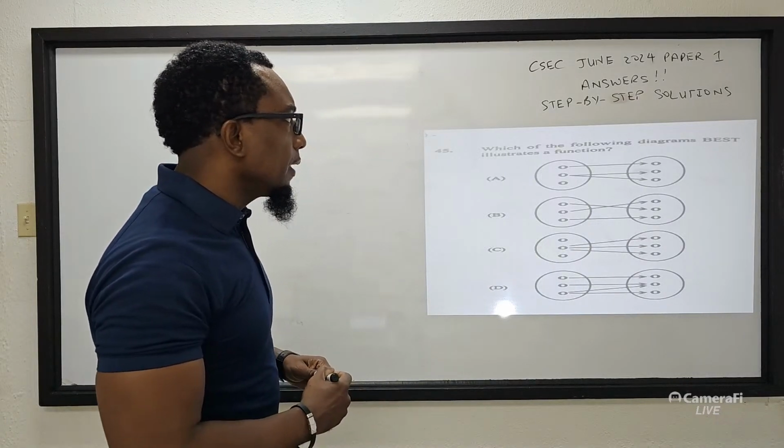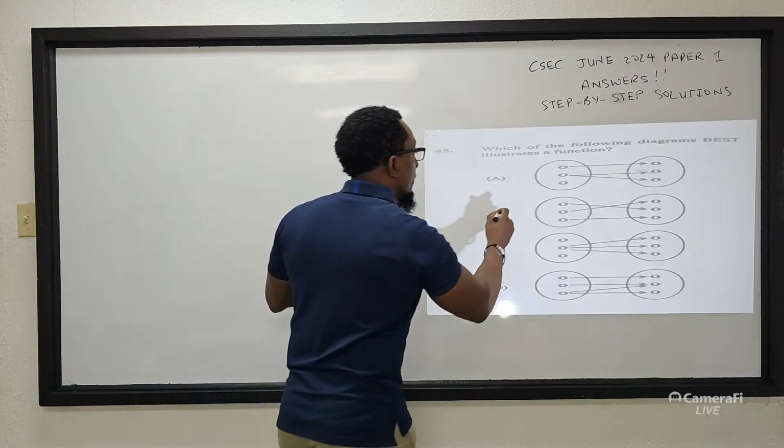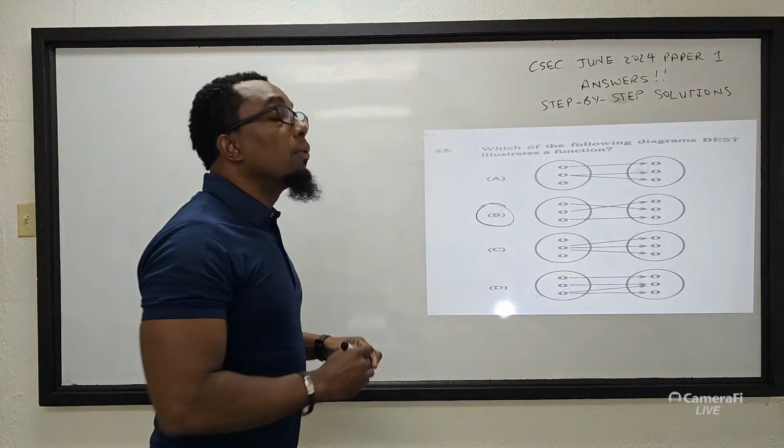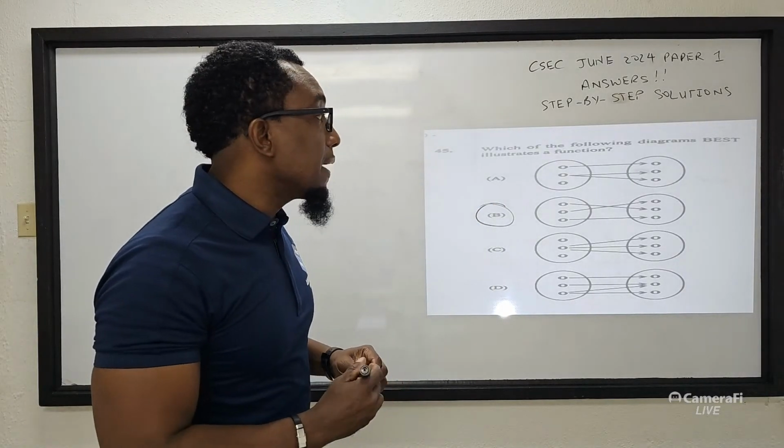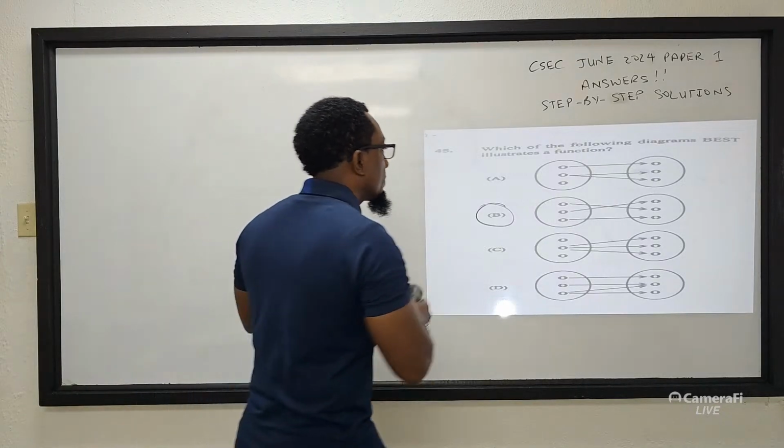So, which of the following best describes a function? That will be B, because it is a one-to-one mapping. One-to-one mapping is a function. So that's B. So let's look at 46.